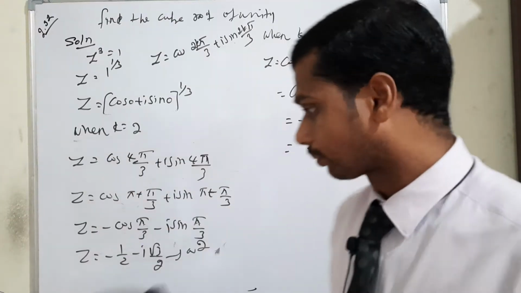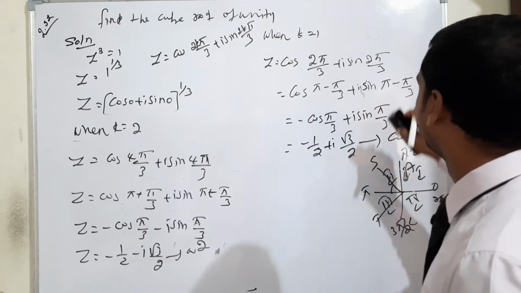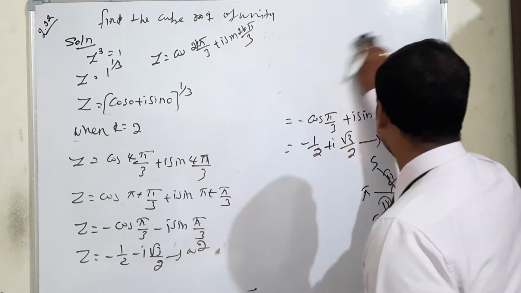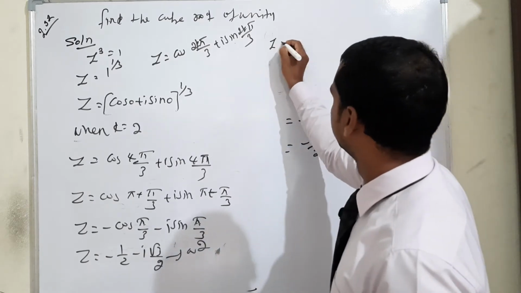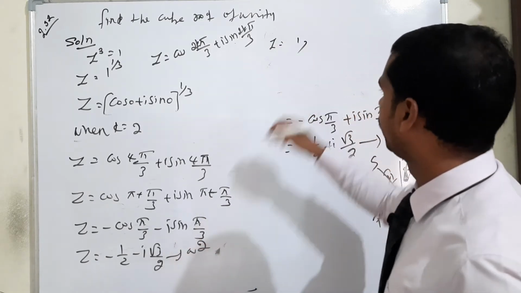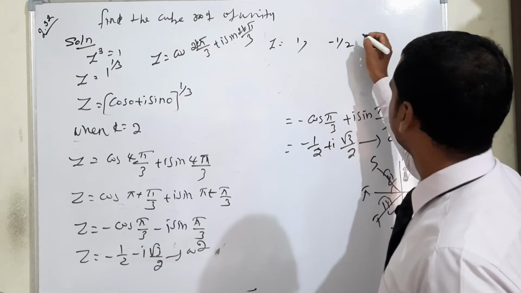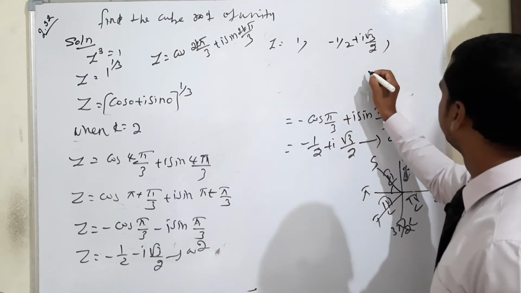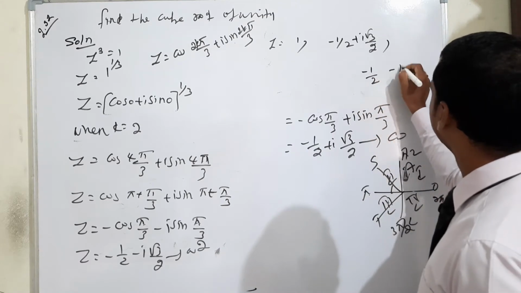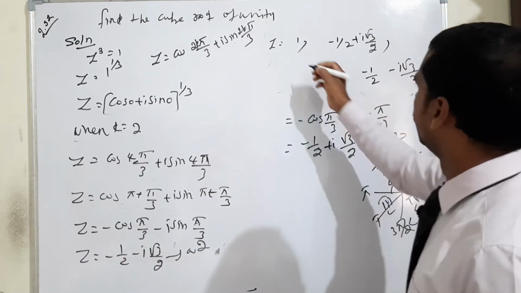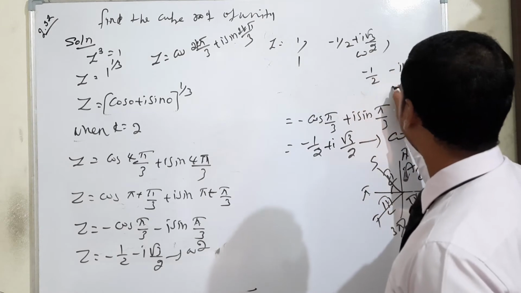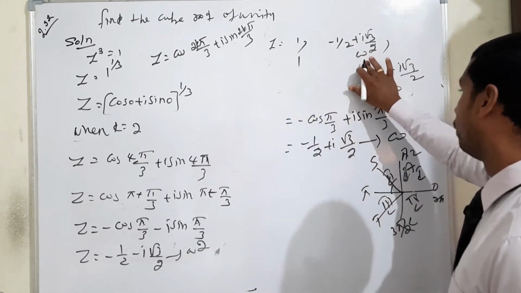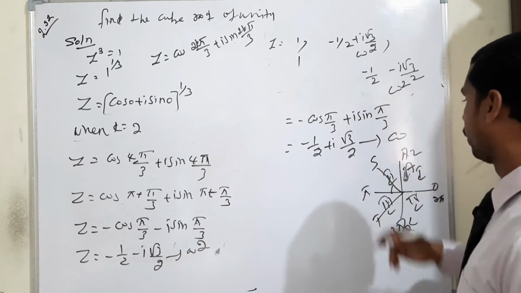So what are the values we found actually? The first value Z is equal to 1, second value minus 1 by 2 plus I root 3 by 2, third value minus 1 by 2 minus I root 3 by 2. The second answer is considered for omega. First term 1, second term omega, third term omega square, isn't it?